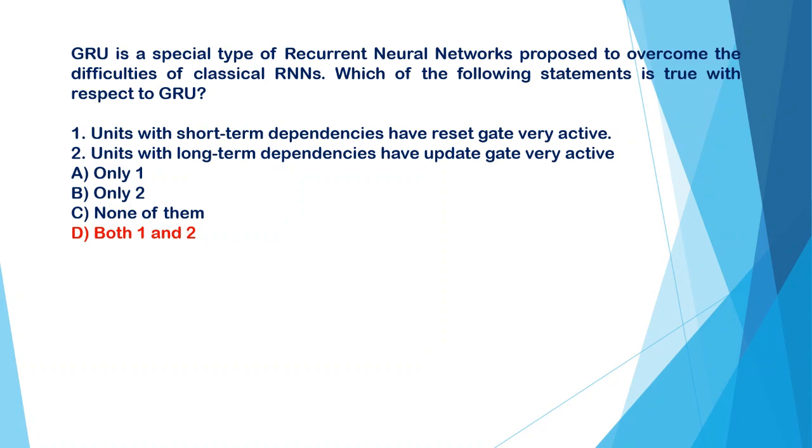GRU is a special case of recurrent neural network proposed to overcome the difficulties of classical recurrent neural network. Which of the following statements is true with respect to GRU? First, units with short-term dependencies have reset gate very active. Second, units with long-term dependencies have update gates very active. Options are A only one, B only two, C none of them, D both 1 and 2. And the correct option is D, both 1 and 2.